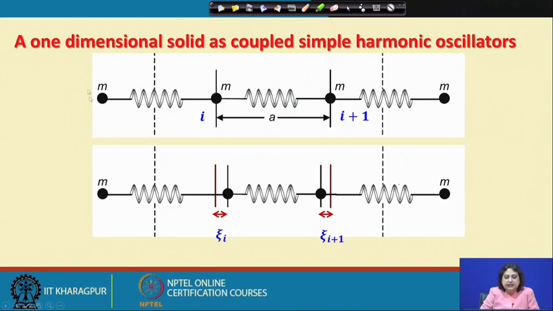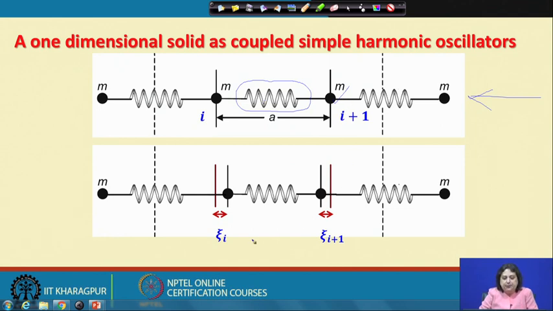As you see, this is the picture where I have shown the equilibrium position of the atoms at their lattice points. This is where the ith atom is located at rest, this is where the (i+1)th atom is located at rest, and this is the lattice spacing between them, and their strong interaction is represented by this harmonic spring connecting them to each other.